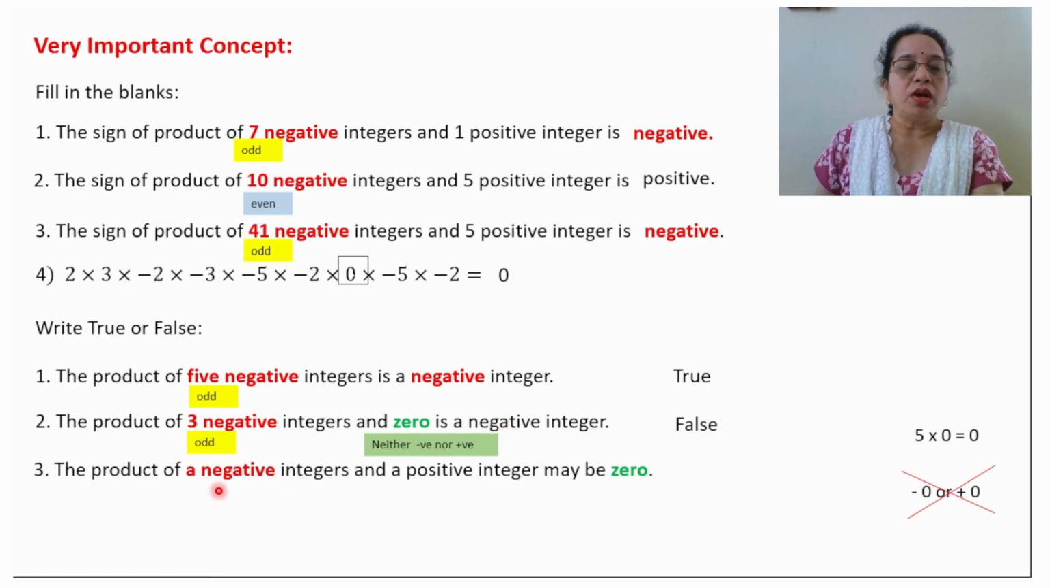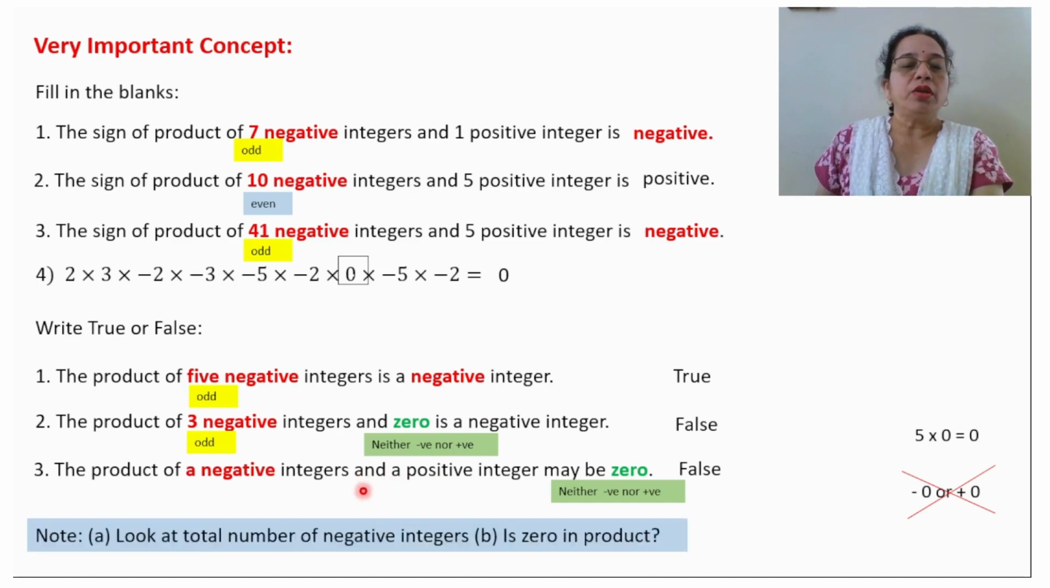The product of a negative integer and a positive integer may be 0. The product of a negative and a positive integer may be negative, may be positive. It will be 0 when we multiply by 0, and 0 is neither negative nor positive. It means again the statement is false.